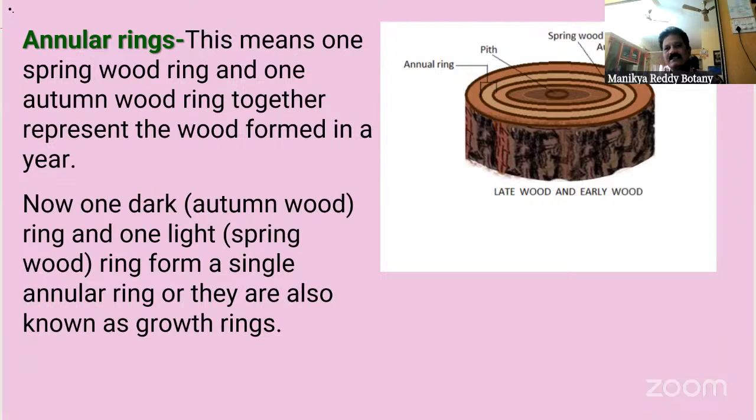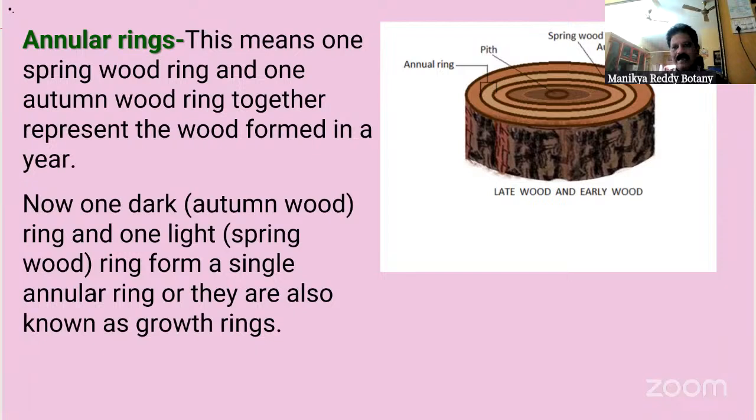At later seasons, autumn wood is formed. During autumn season, plants shed leaves. Plants do not require the supply of more water. That's why less amount of xylem is formed in secondary growth. That means the vascular cambium is inactive during autumn. That's why the wood which is formed during later seasons is autumn wood or late wood.